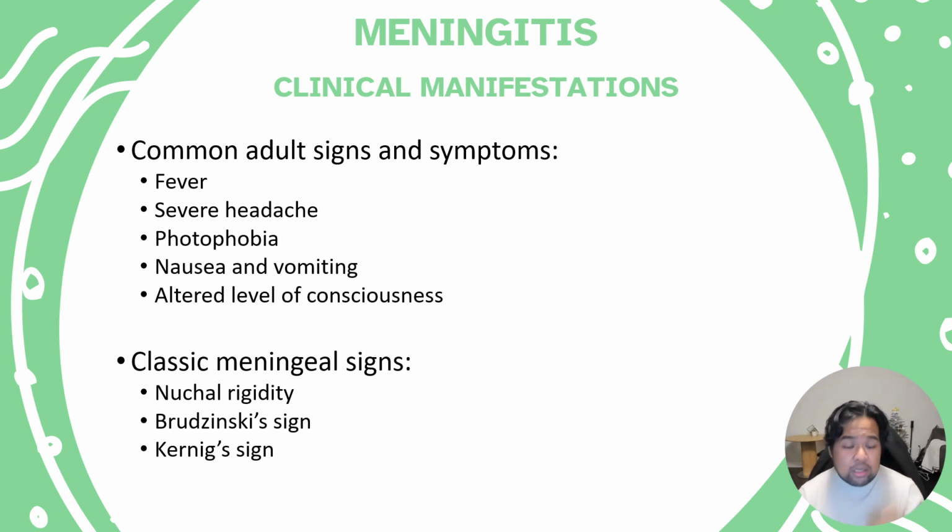And then the last one is the Kernig sign. This one is pain in the back of the leg or the hamstring, and they have resistance to movement when the leg is flexed at the hip. So there's a resistance there. You could even try to pick it up, and then there's a big resistance when straightening at the knee, right? So there's a big resistance when you're doing that for that exam, okay?